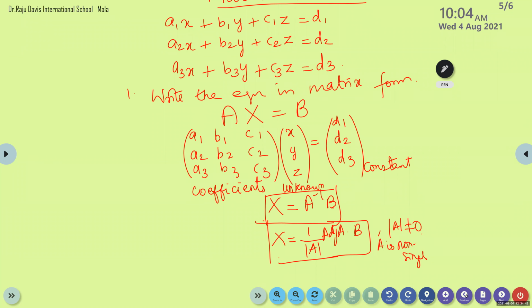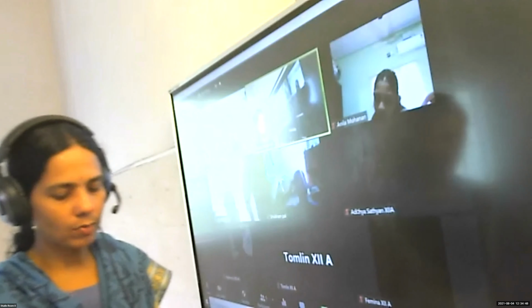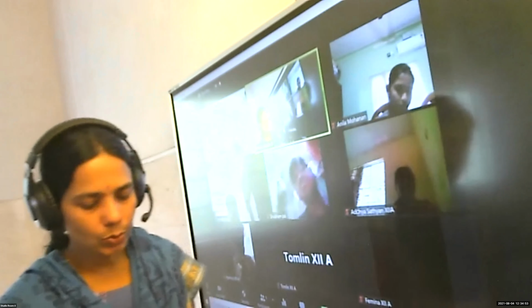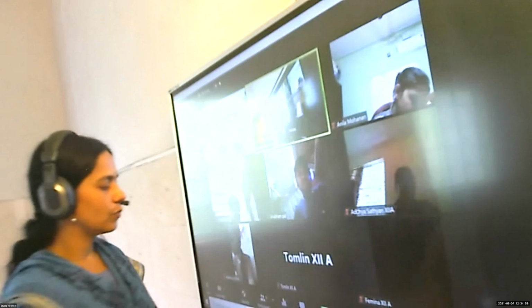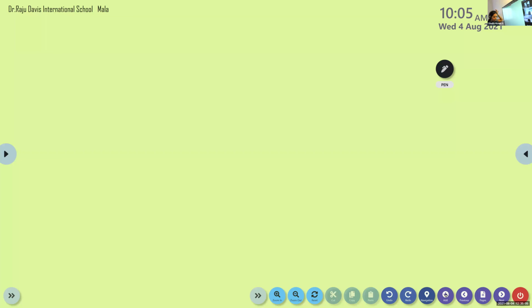Okay, children. Write the next one. Solve 2x plus 3y is equal to 10, x plus 6y is equal to 4. How to solve this? How will you be solving this?